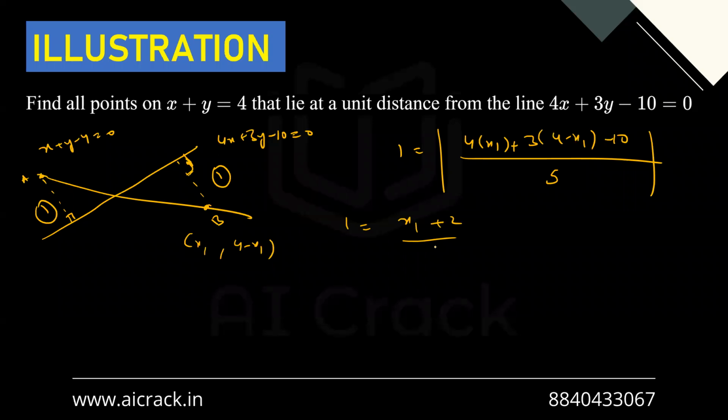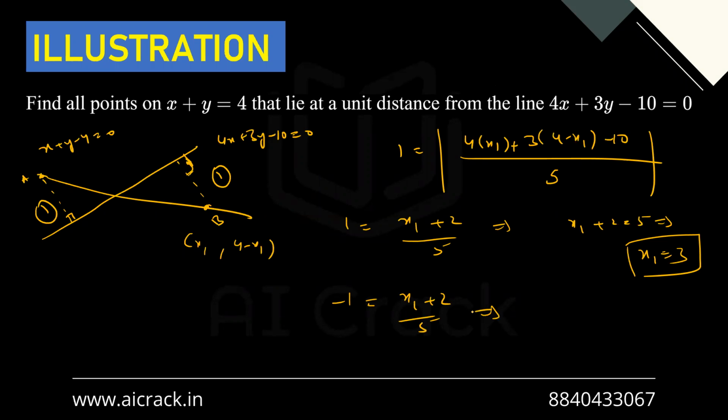So (x1 + 2) divided by 5 equals 1. That would give me x1 + 2 equals 5, that is x1 equals 3. So that is our first point. Now in case of the second point, we'll be solving with the minus sign. So minus 1 equals (x1 + 2) divided by 5. So that would give me x1 + 2 equals minus 5, x1 equals minus 7.